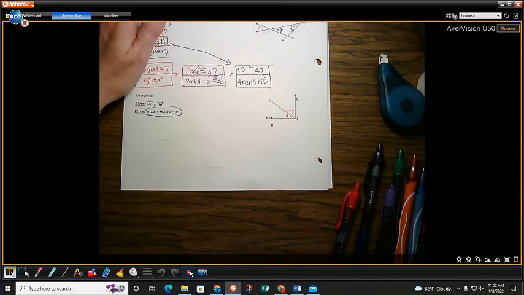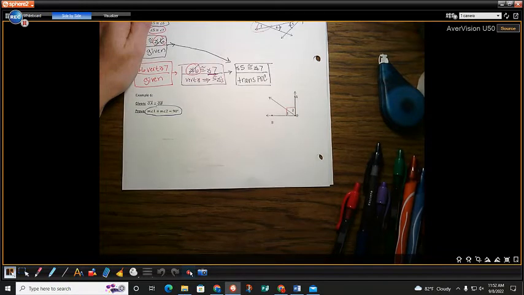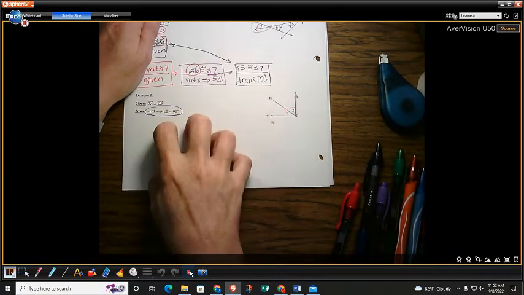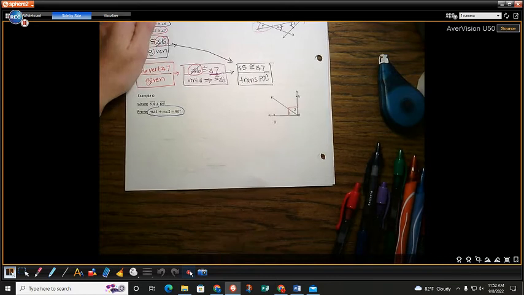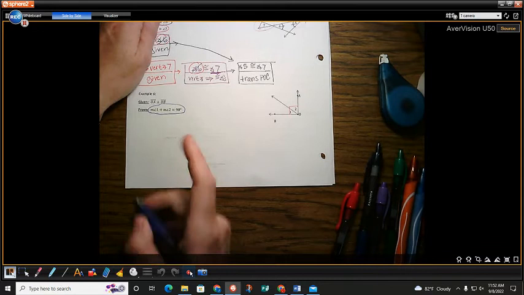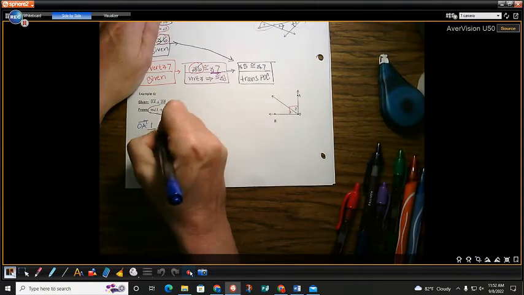So somewhere I need to get 90 into this picture. It's a right angle. Somewhere I need to get angle 1 in here. And I need to get angle 2 in here. All of those have to be brought in somehow. What do I start with? What do I always start with? Given. I am given OA is perpendicular to OB.